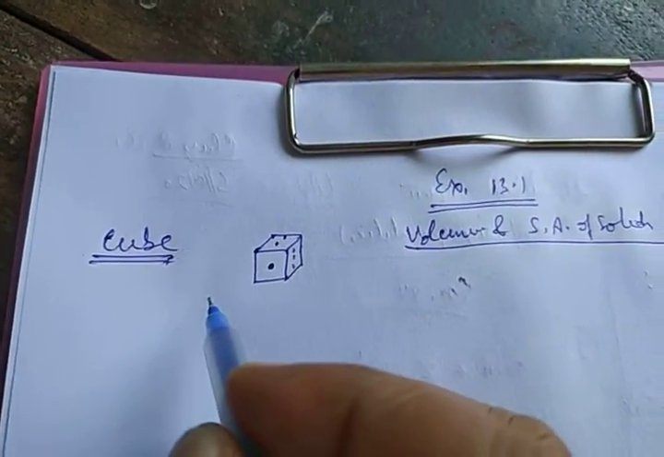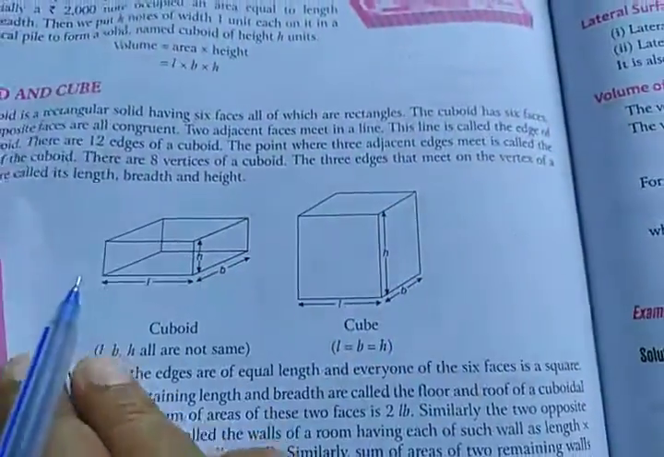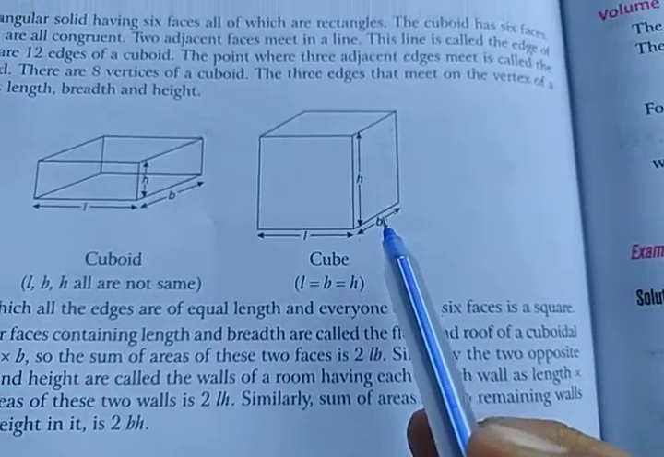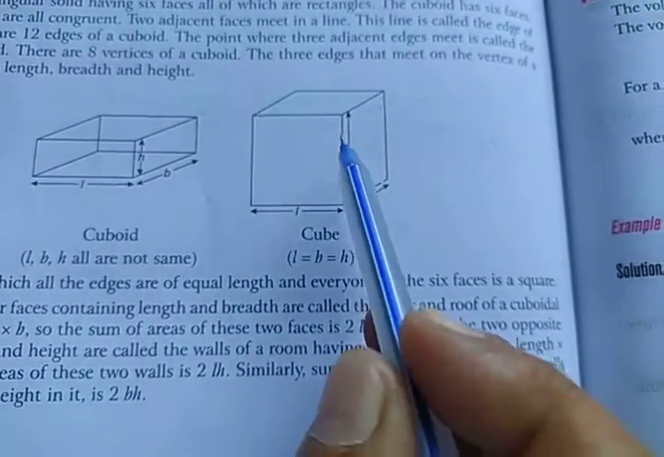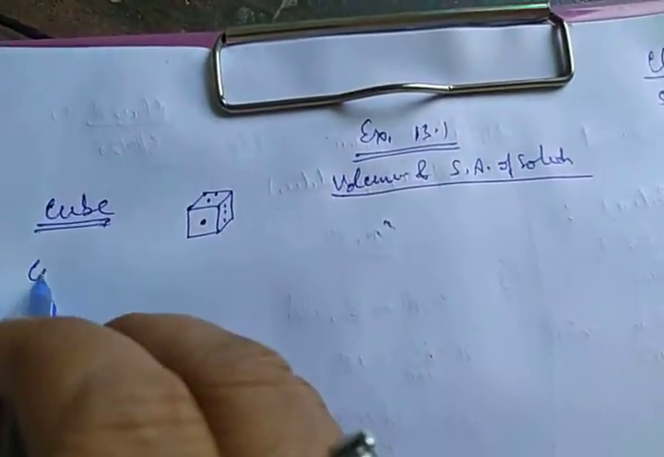There may be ice cube also. Sugar cubes also come in the market. In the figure book it is given like this. This is the shape of a cube. In this cube all the length, breadth, height are equal. This is called the cube. And second is cuboid.